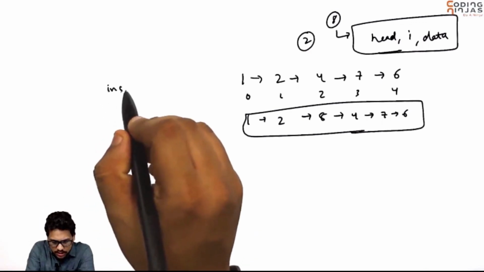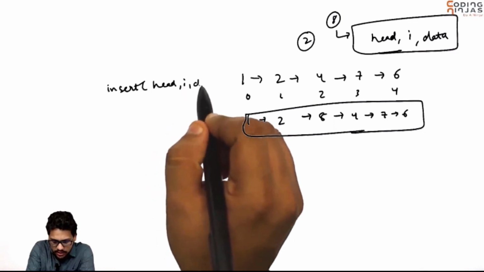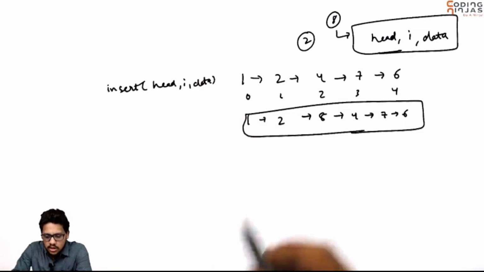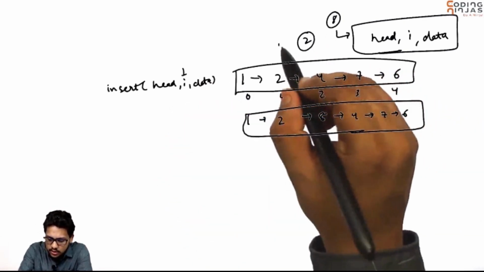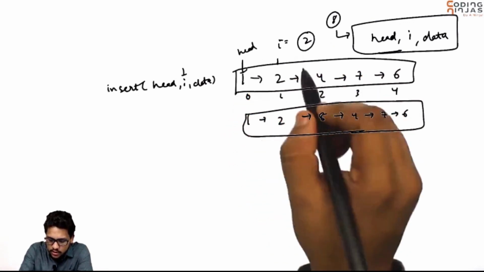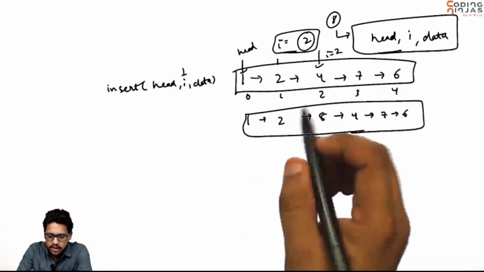So our function is insert(head, i, data). In this linked list I need to insert at, let's say i equal to 2 is given to you. In this linked list, starting from this head pointing here, you need to insert at i equal to 2, that means this position, and data is provided to you.